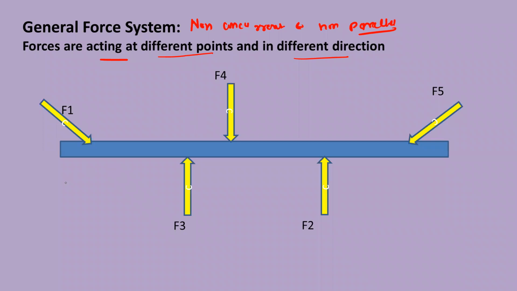Okay, so here we have one rod or a rectangular object and different forces F1, F2, F3, F4 and F5 acting on the rod. But if you observe the lines of action, they are not parallel. This is the first line of action, this is the second, and the forces are not passing through a single point. They are acting at different points. So it becomes the general force system.